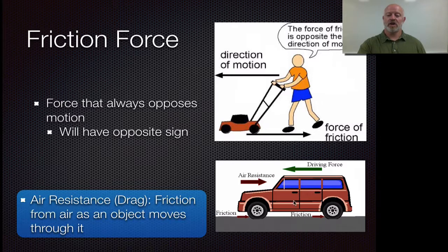When you're driving a car, the car will be driving to the left. However, you're going to have rolling friction on your wheels and air resistance and probably some friction of the engine itself. So you're going to have multiple places where there's friction going against that driving force. Make note that there is a special type called air resistance, and that's just friction of the air as we push past something.